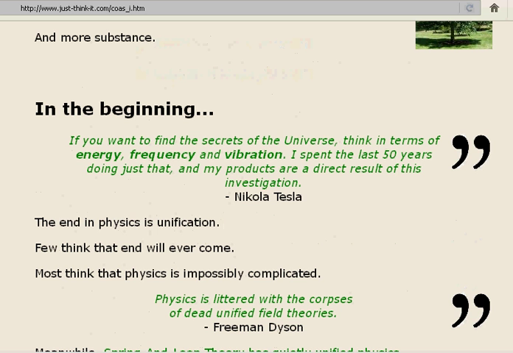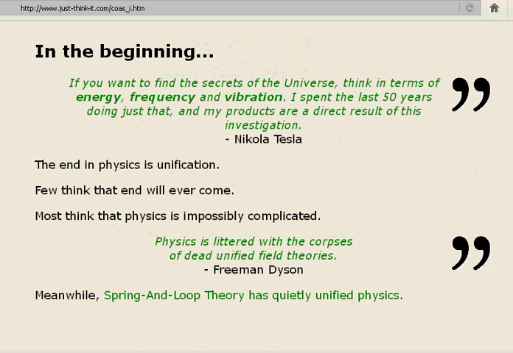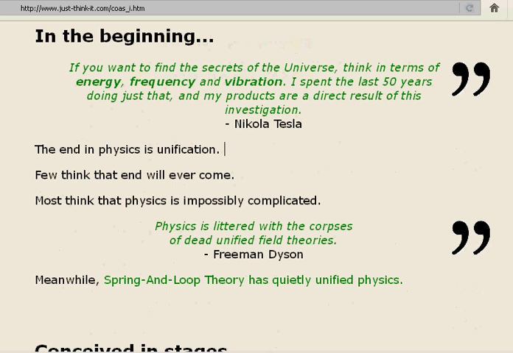Few think that end will ever come. Most think that physics is impossibly complicated. Physics is littered with the corpses of dead unified field theories, Freeman Dyson. Meanwhile, Spring and Loop Theory has quietly unified physics.